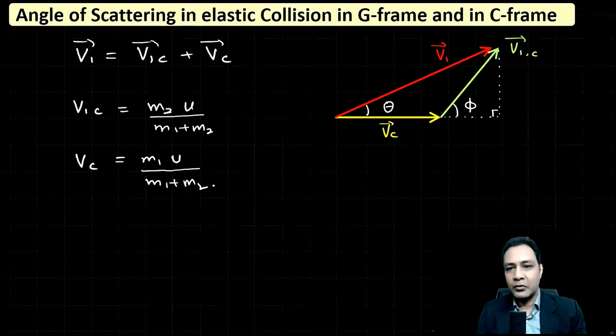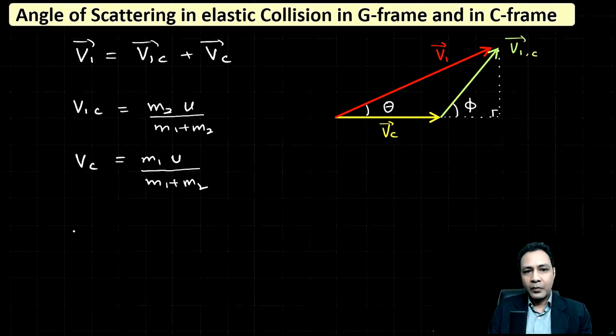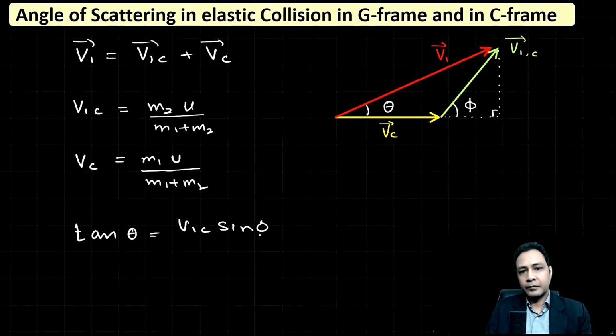So this enables me to find a relationship between theta and phi immediately. From this diagram, we can see that tan theta is equal to this perpendicular upon base. This perpendicular is v1c sine phi, and this whole base is vc plus this part, which is v1c cos phi. So we can write tan theta is equal to v1c sine phi upon vc plus v1c cos phi.